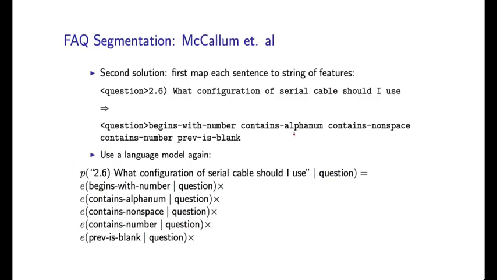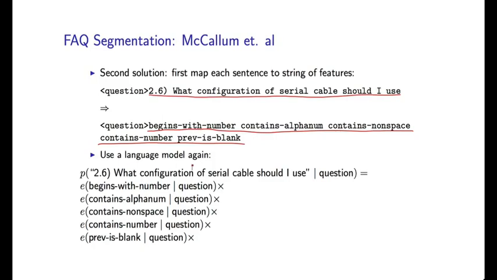Here's the second method they used. In this method, they took each line in training or test data and immediately transformed it into a sequence of features. So in this case, we'd have a sequence saying that it begins with number, contains alphanumeric, contains non-space, contains number, previous is blank, which means that the previous line is blank, for example.